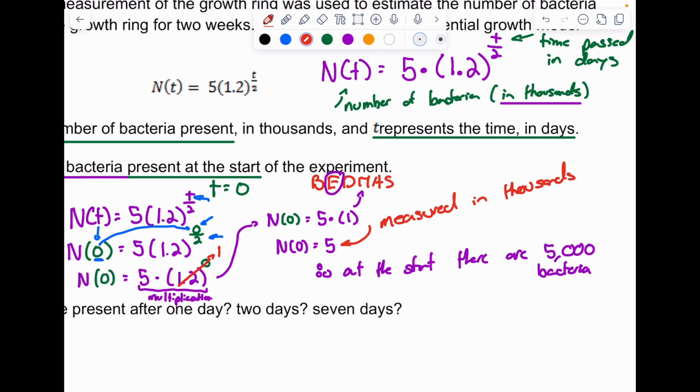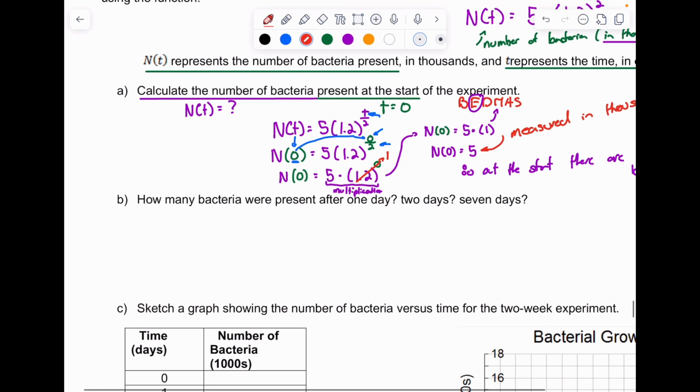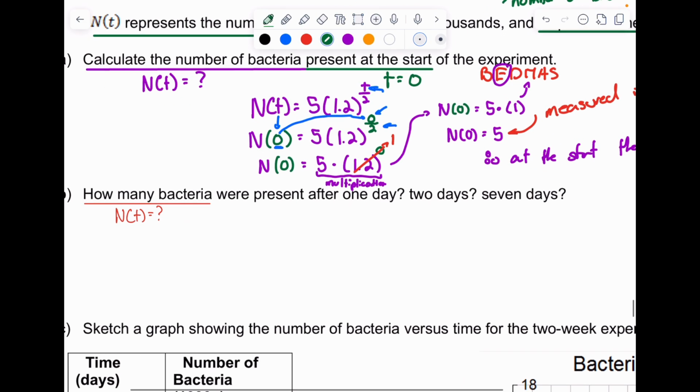All right, so just careful with that. How many bacteria were present after 1 day? Okay, so again, how many bacteria? Once again, you are being asked to solve for n of t. You're asking for the number of bacteria, and it's asking you to evaluate it after 1 day.